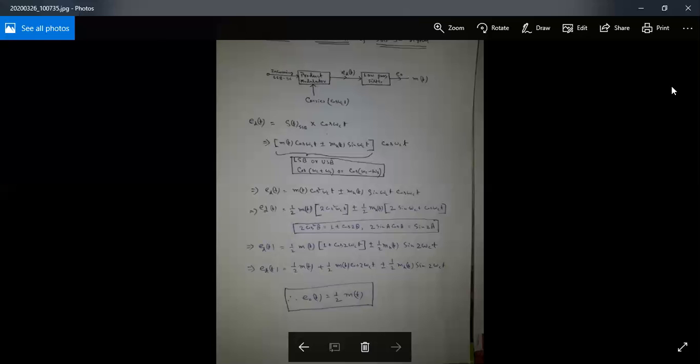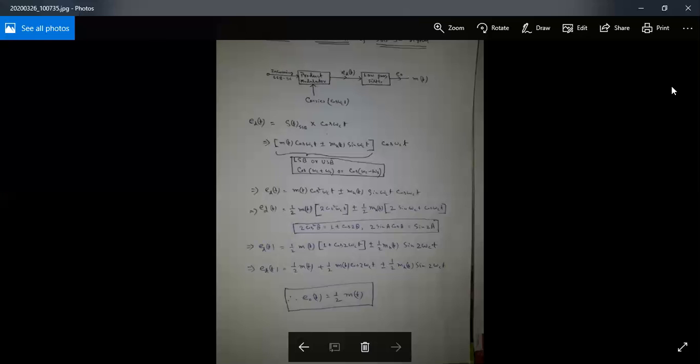Here this equation may be extended in the very next stage, that is the half of mt into 2 cos square omega ct plus minus half of mst into 2 sin omega ct into cos omega ct. Here it is very clear that we can apply two basic trigonometrical formulas: one of them is 2 cos square theta and another is 2 sin theta cos theta.